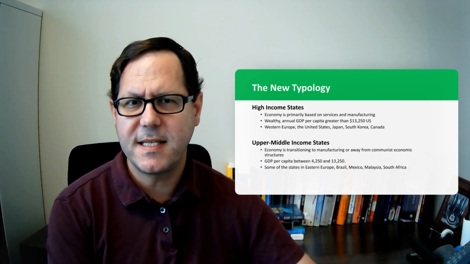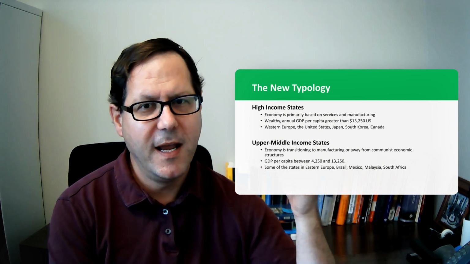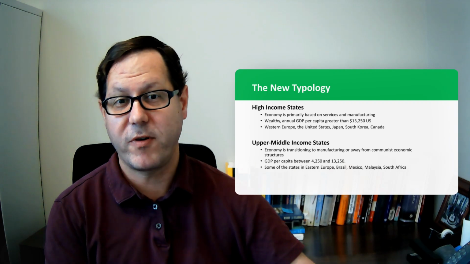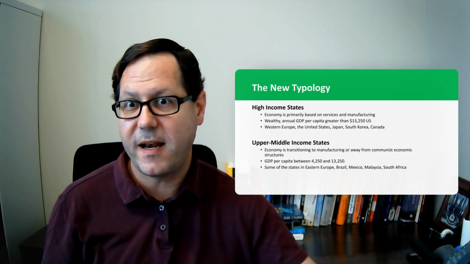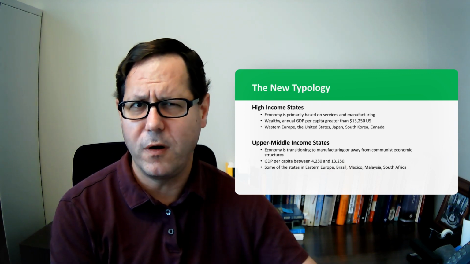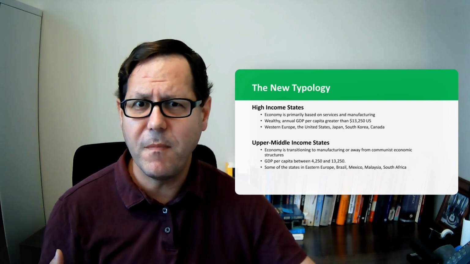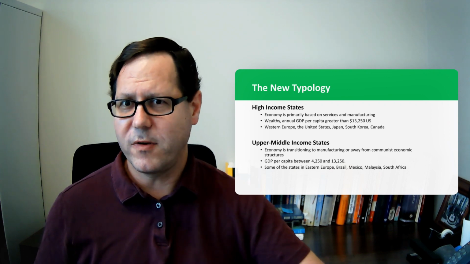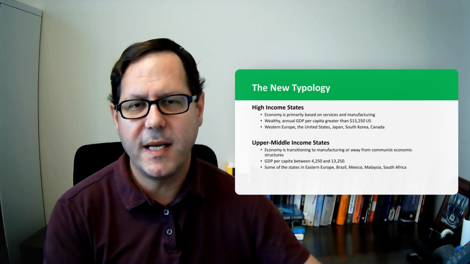Upper middle income states are in that range of 4,000-ish to 13,000-ish. They are often going through a process of transitioning to manufacturing, maybe gaining a little bit of expertise in that area, so they're producing more technical, more sophisticated, more capital-intensive kinds of manufacturing. Many countries that emerge out of that second world industrialization process are in this range as well, so Eastern Europe and elsewhere.